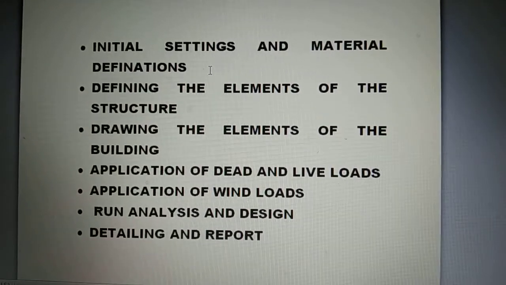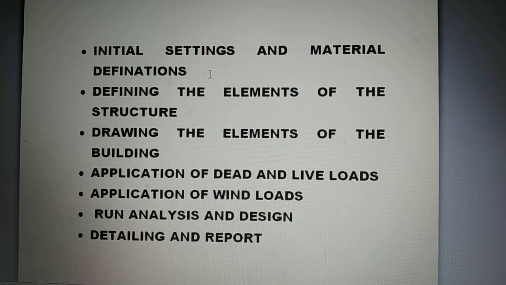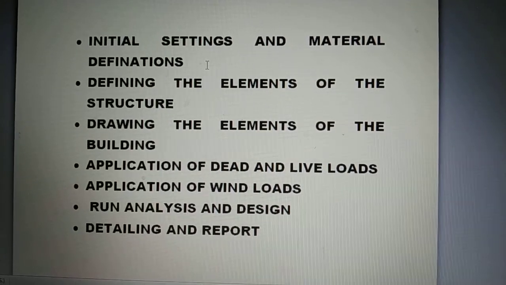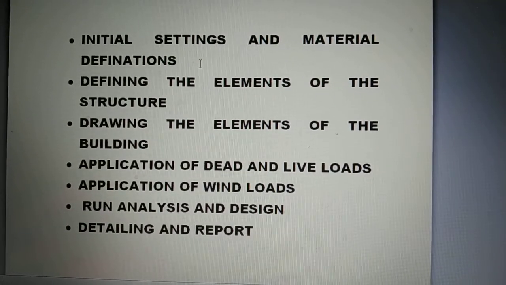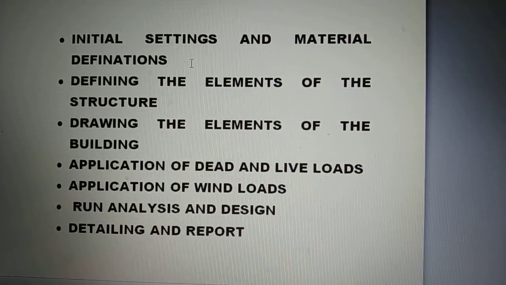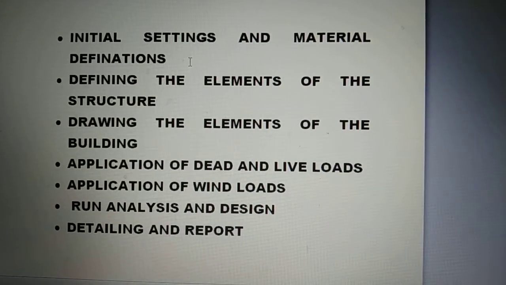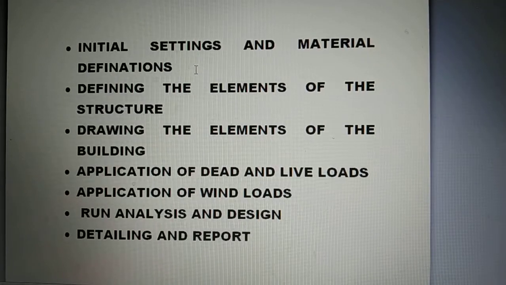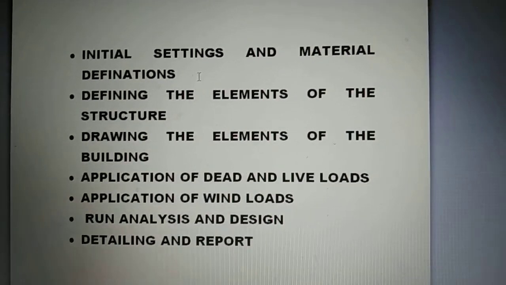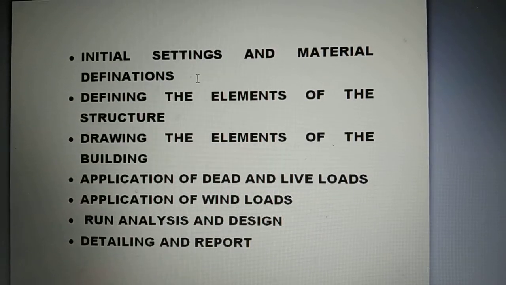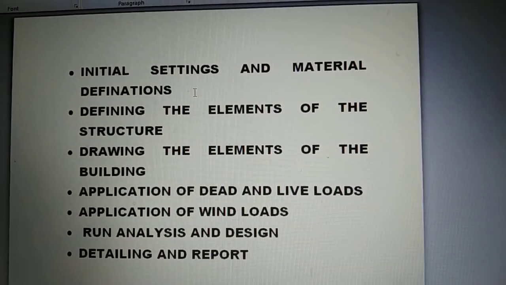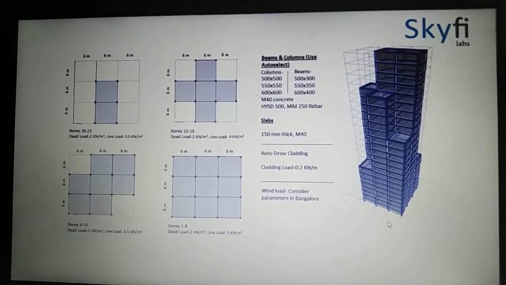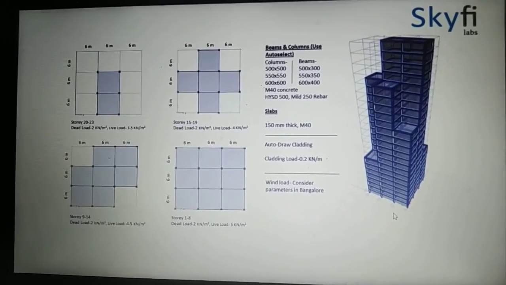Initial setting covers the setting of units and setting of codes, which is Indian Standard, and the codes for concrete and steel. Then material definition, defining the elements of the structure which are beam and column, drawing the elements of the building, which defines the column and beam assigned to the building, the application of dead and live load, application of wind load, run analysis, design and detailing, and report.